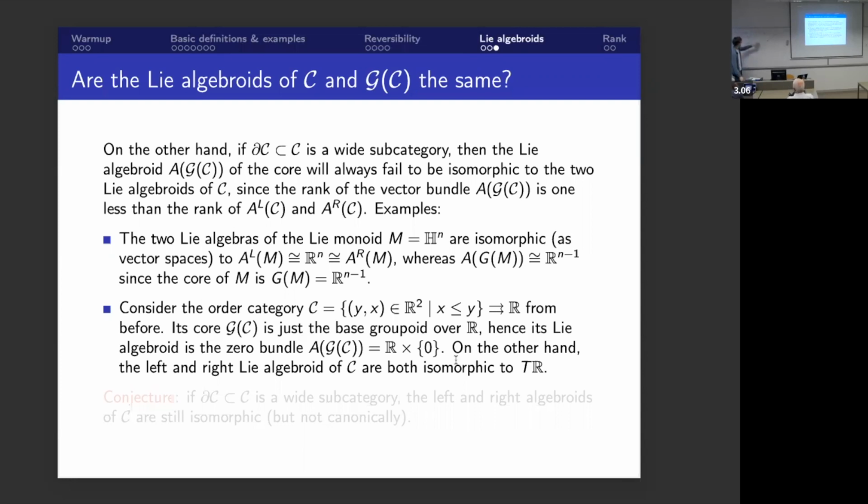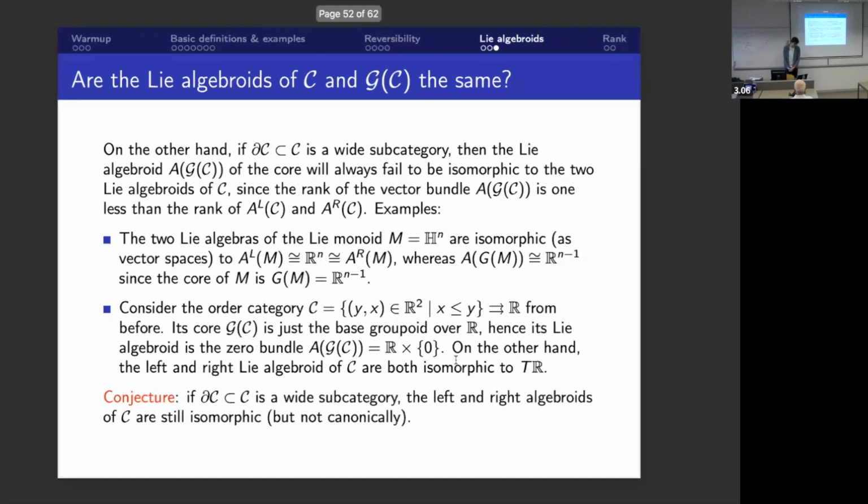In this particular case, the source and targets coincide, so the anchor is 0. Not only that, the whole algebroid is going to be the 0 vector bundle over the core still. Whereas the target fibers are these in my Lie category, in my order category. So the vector bundle pointwise is going to look like these vector spaces here. These two are obviously not going to be isomorphic, one algebroid and the other.